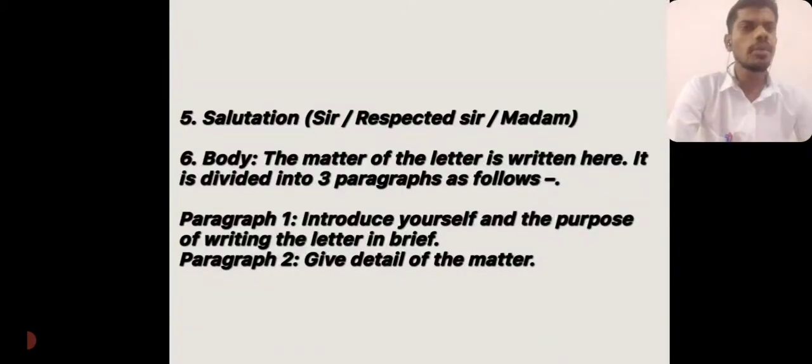The body of the letter is the matter of the letter, and it should be divided into 3 paragraphs: first paragraph, second paragraph and third paragraph. In the first paragraph, we have to introduce ourselves and also the purpose for which the letter is being written. That should be written in a very brief, very short manner. And in the second paragraph, we have to give the details of the matter which we are writing.